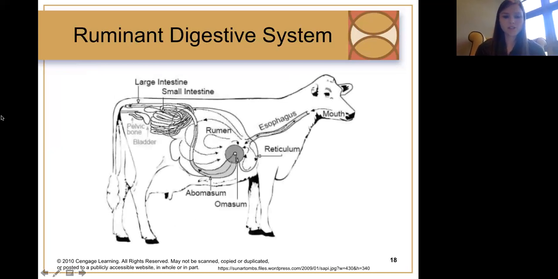So this is just a picture, and I apologize, it looks a little blurry, of the ruminant digestive system. I'm going to zoom in on this and focus on it a little better after this. This is just the overall picture.